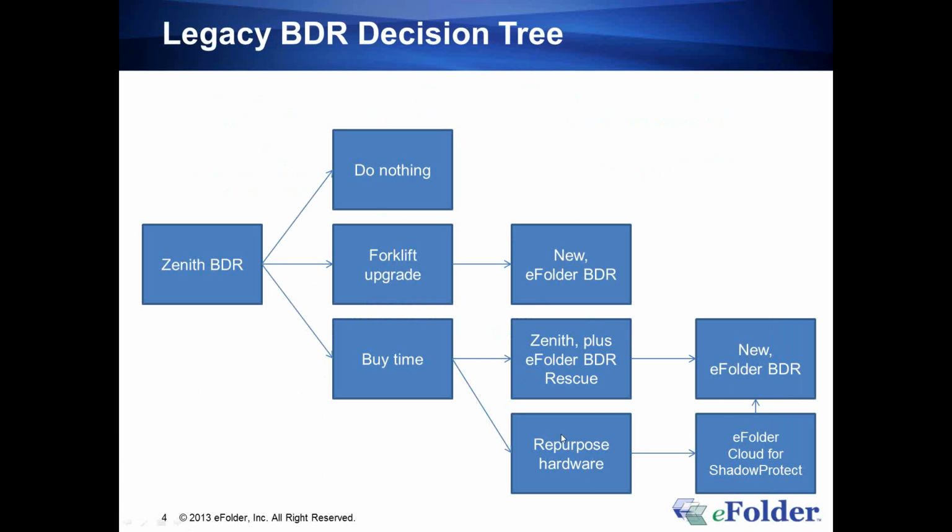Or potentially your other option is you can repurpose the hardware that's in place and then use what we call the eFolder Cloud for ShadowProtect. This is our service plan for any scenario where a partner is, quote-unquote, building their own BDR. So if you're repurposing a Zenith box, or you're putting out a new HP server as your preferred BDR hardware appliance, you would use this particular service plan, the eFolder Cloud for ShadowProtect, or potentially you can just use the eFolder supplied hardware, software, and services together in a logical bundle.